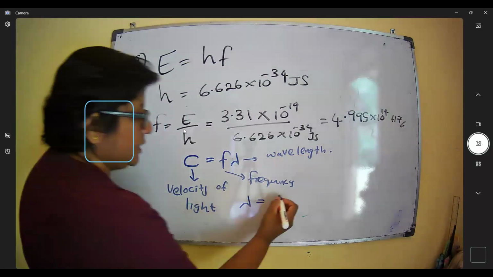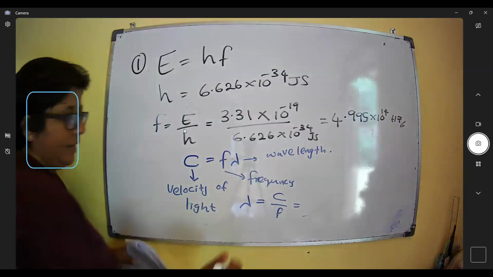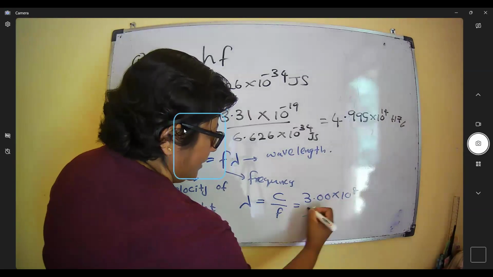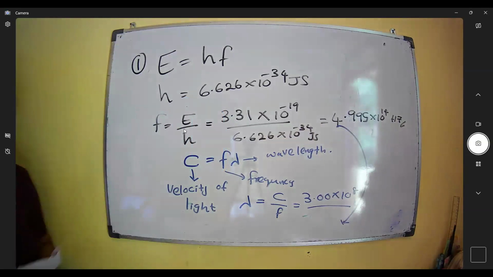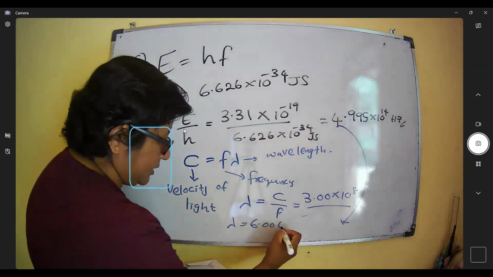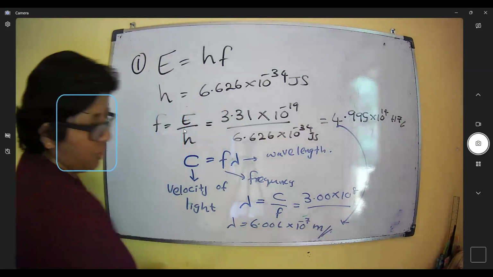Lambda is equal to c over f. What is the value for c? The velocity of light is also mentioned in the question paper, 3 × 10^8, and you divide by f. We found f, right? And lambda is equal to 6.006 × 10^-7 meter. Right? Then very easy questions.